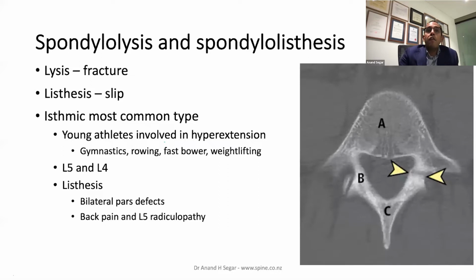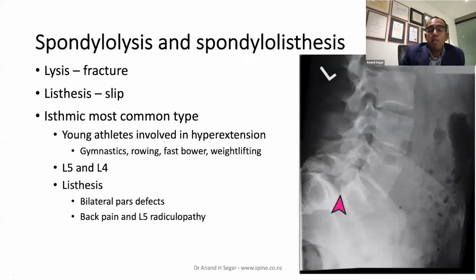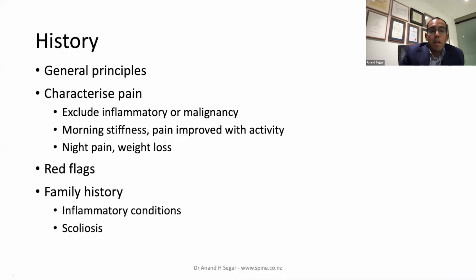And this is just a fracture in the pars on CT scan. And this is a spondylolisthesis. So you can see L5 slipping on S1 there. So the history in pediatric back pain is the general principles of history for any musculoskeletal condition.